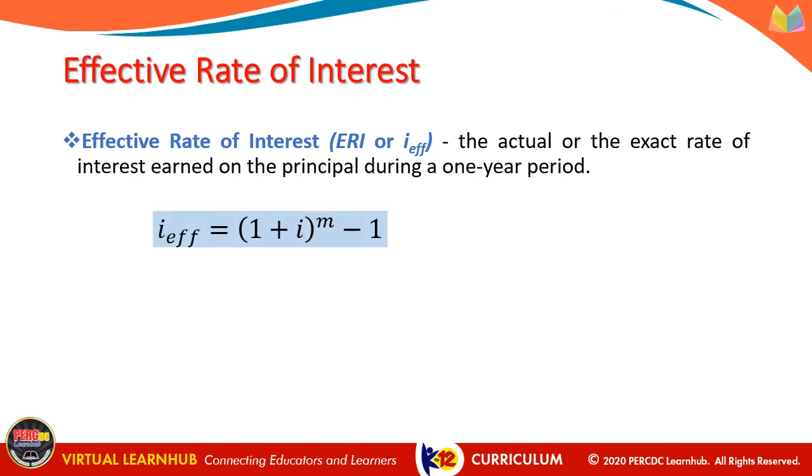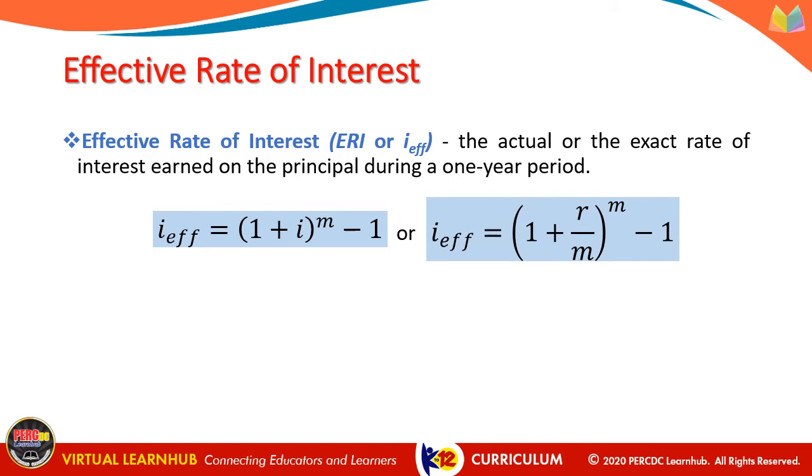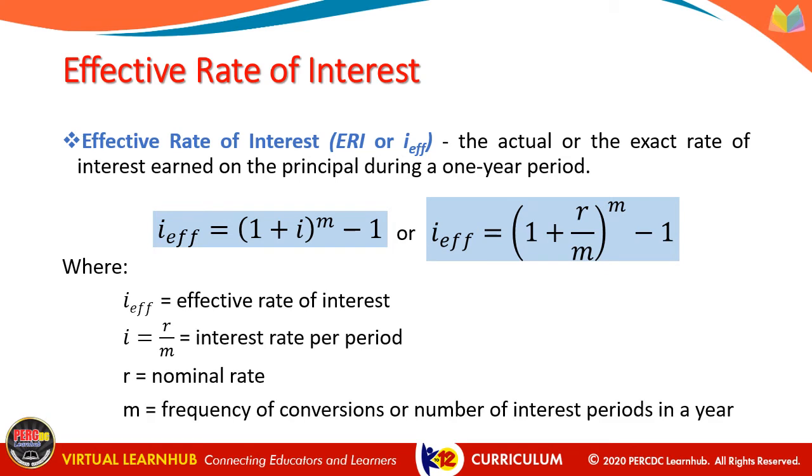We use the formula effective rate of interest is equal to 1 plus I raised to M minus 1, or effective rate of interest is equal to 1 plus r over m raised to m minus 1, where I with the subscript EFF is our effective rate of interest, lowercase I is equal to r over m, that is our interest rate per period, r is the nominal rate, and m is the frequency of conversions or the number of interest periods in a year.